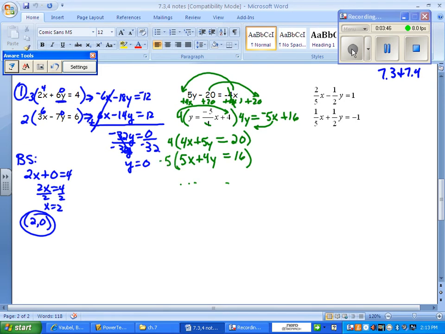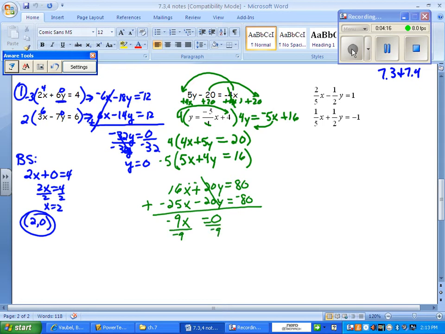Okay, so if I multiply by a negative 5, top equation should have been the same, 20y equals 80. That's okay. Bottom equation, when I distribute a negative 5, you have negative 25x minus 20y equals negative 80. I'm going to add them. My x's become a negative 9x, but my y's are dropped. They are eliminated. And the 80 and a negative 80 become a 0, which doesn't happen every time. It looks like it is. Okay, divide by a negative 9 and x equals 0.